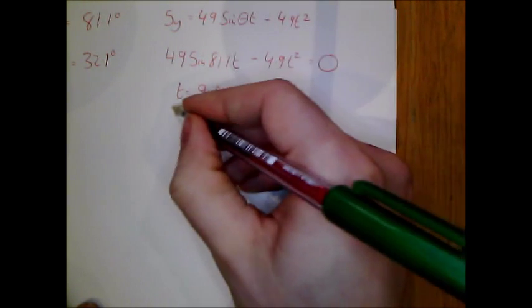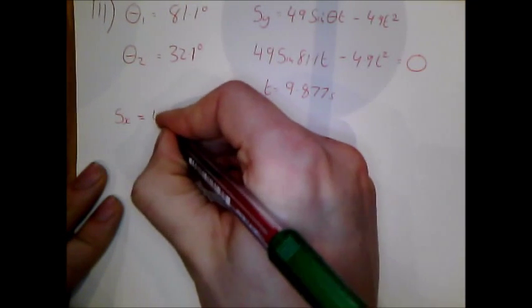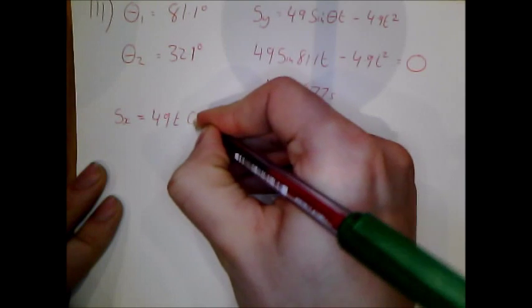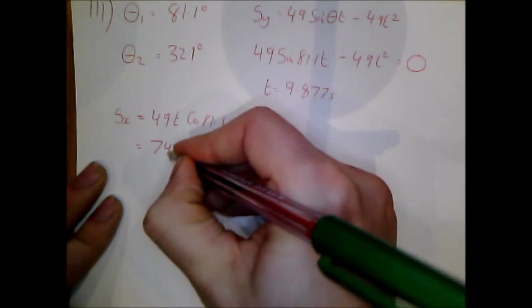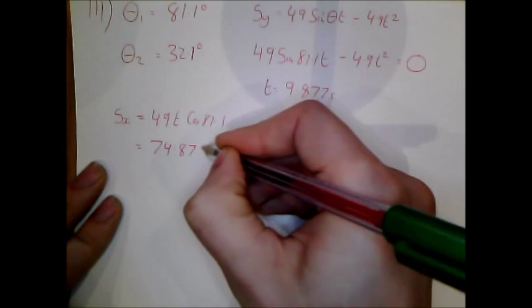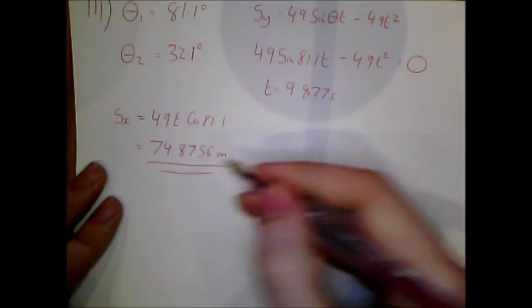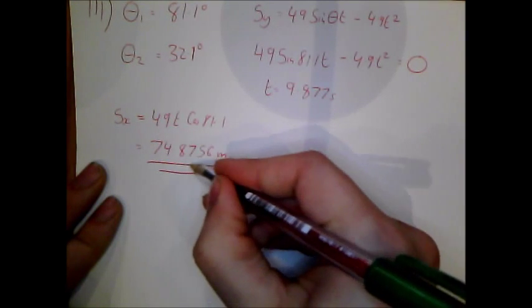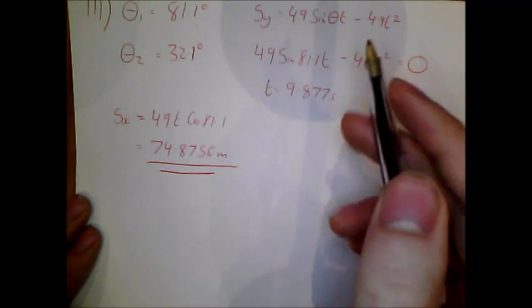So now that we have a time, we can substitute this back into our Sx. So Sx equals 49t cosine 81.1, and this gives us a displacement of 74.8756 meters. Okay, observe how I'm using my really old equations. There's nothing stopping you from using the one given in the question as well. This is just what my previous notes have made for some reason, but there we are. So that's our displacement in the x direction for the steep one.